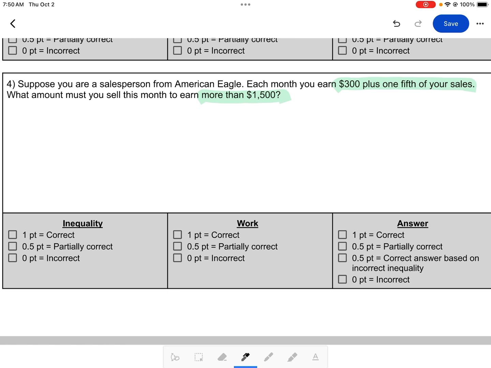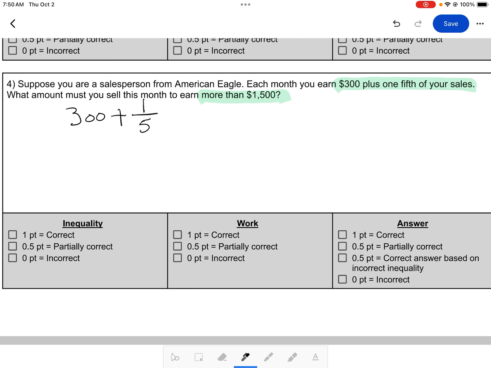I always tell my students, when you have a word problem, big or small, it's always best to highlight key pieces of information. That helps us narrow down what's really important. So it says each month you earn $300. So the first amount I'm going to write down is 300. And then plus, because it says plus, 1/5.